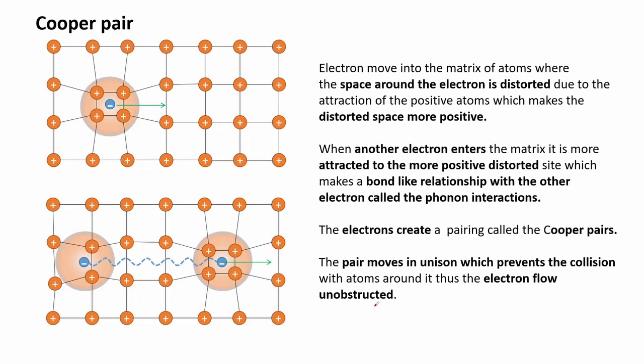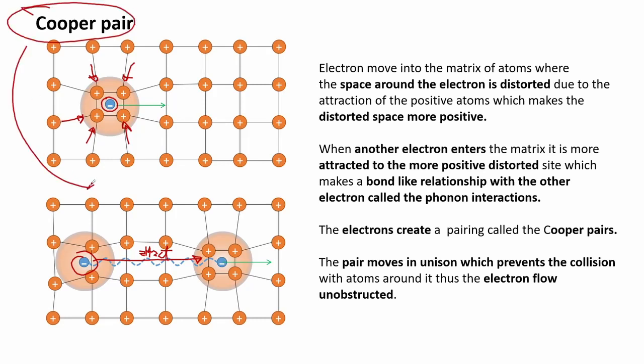We draw the bonding between atoms and examine the behavior of the positive atoms if there is a negative electron near around it. The space around the electron is distorted due to the attraction of the positive atoms, which makes the distorted space more positive. When another electron enters the matrix, it is more attracted to the more positive distorted side, which makes a bond-like relationship with the other electron called the phonon interactions. These electrons create a sort of pairing called the Cooper pairs. The pair moves in unison, which prevents the collision with atoms around it, thus the electron flows unobstructed.